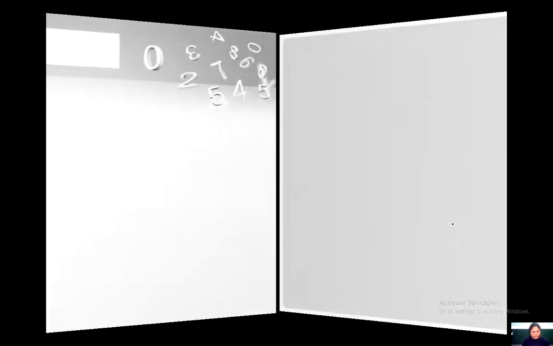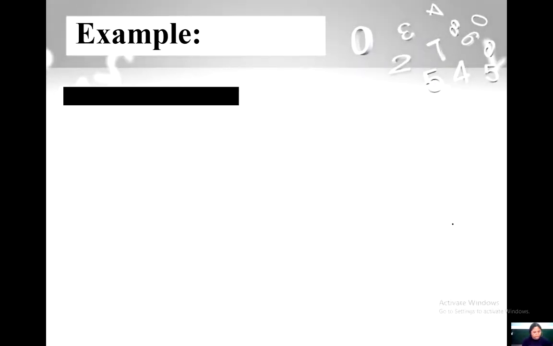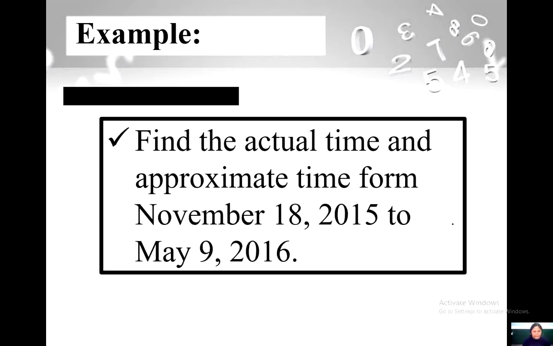So next example. Find the actual time and the approximate time, this is a correction, from November 18, 2015 to May 9, 2016. So again, we're asked to find the actual time and the approximate time from November 18, 2015 to May 9, 2016.